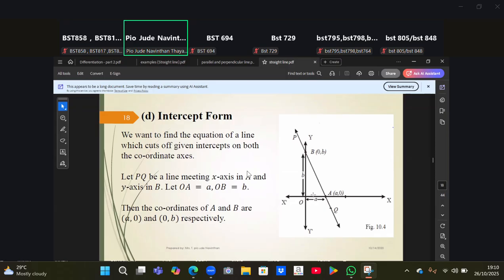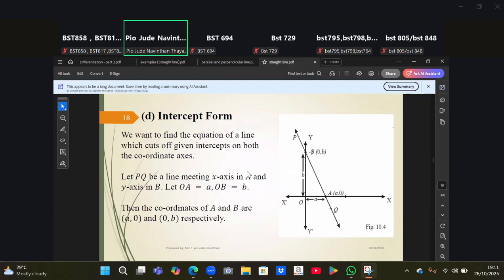Okay. What is x intercept? That x distance, where the line cuts the x-axis. Y intercept is where the line cuts the y-axis. So from this A and B, we will get this AB point. There are 2 points. If we have 2 points, we can write the equation easily, right?